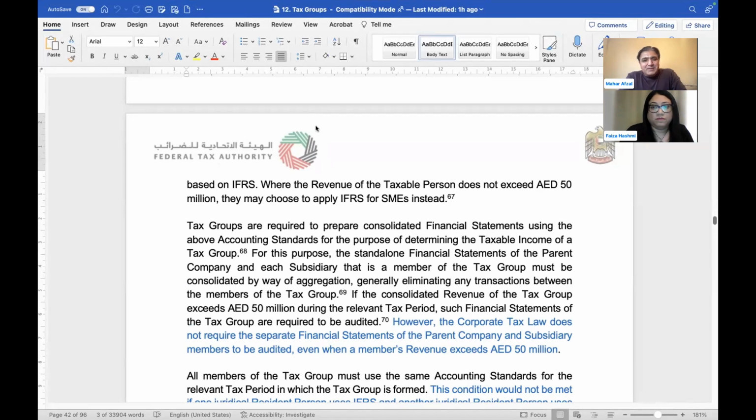But for SMEs, no tax is payable? Yeah, for SMEs, the tax is payable if you have taxable profits. You will not be able to carry forward the profits. Basically, there is no option to carry forward the profits. You can carry forward the losses.